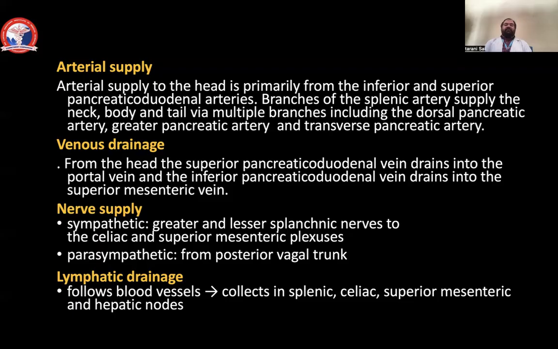Nerve supply. Sympathetic supply from the greater and lesser splanchnic nerves to the celiac and superior mesenteric plexus. Parasympathetic from the posterior vagal trunk. Lymphatic drainage. Follows blood vessels, collects in the splenic, celiac, superior mesenteric and hepatic lymph nodes.